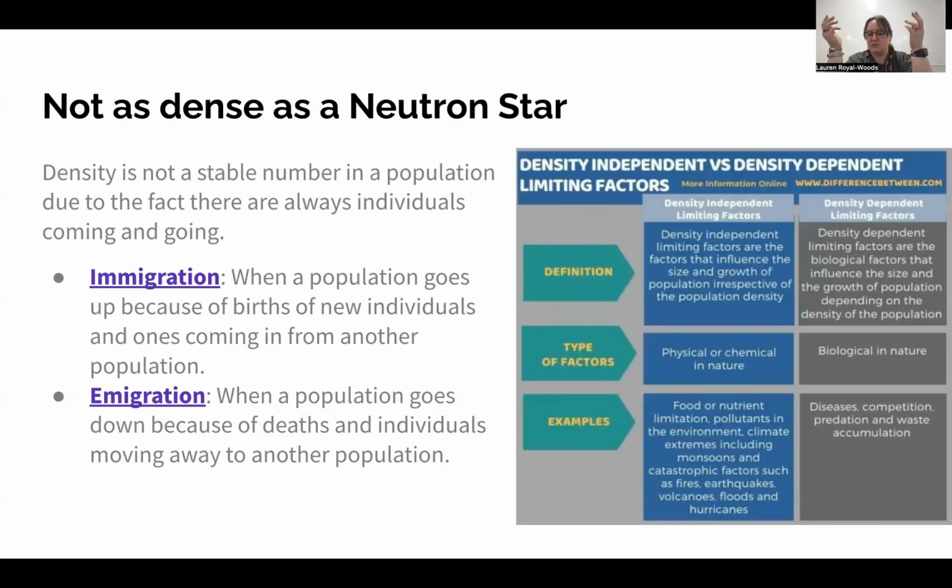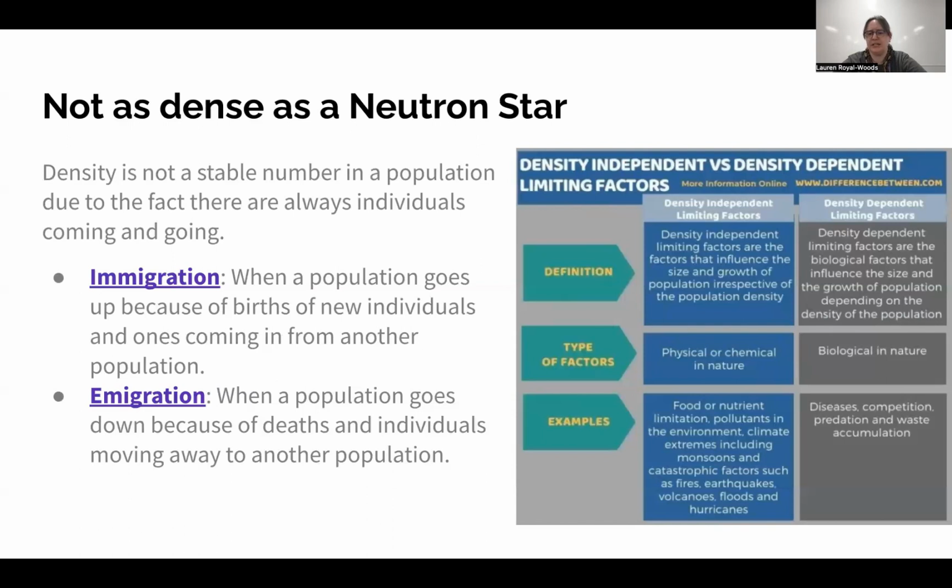So, monsoons, catastrophes such as fires, earthquakes, floods, and hurricanes. Let's look at density independent, Hurricane Katrina. I brought that up a lecture ago. That made individuals move, and people are still displaced out of Louisiana because some people are just like, why go back? It's just going to hit us again. We move around due to disasters quite a bit, and Katrina is one of those huge examples of something that happened here in our country. So it's usually physical or chemical in nature, like how much food you've got.